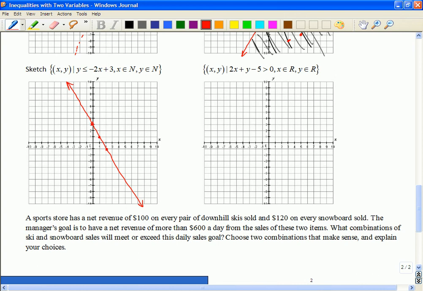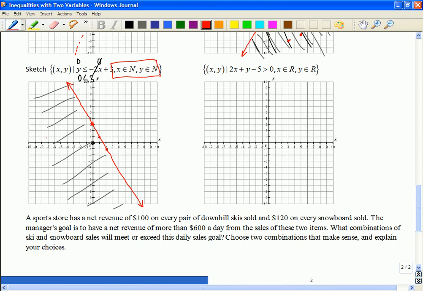Okay, so this one says that there's my line, and if I test the point 0, 0, which I'm certainly allowed to do, is 0 and 0, those would be gone. So is 0 less than or equal to 3? Yes, it is. So this is the side that I'm going to be concerned about. But remember, it's only the natural numbers. So that means it cannot touch 0.